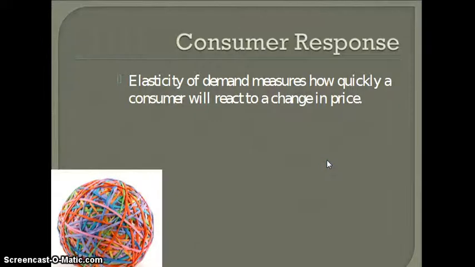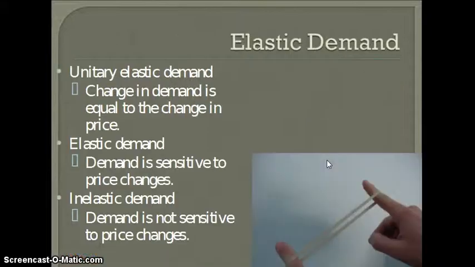Today, in this podcast, we're going to talk about how consumers do not respond at the same rate to changes in price. We talked about the Oreo example. Some people may be willing to pay $6 for Oreos, but other people may have stopped buying them when they were $3 for a box. So the elasticity of demand measures how quickly a consumer will react to a change in price. Exactly how fast do they stop buying, or how fast do they start buying when the price changes?